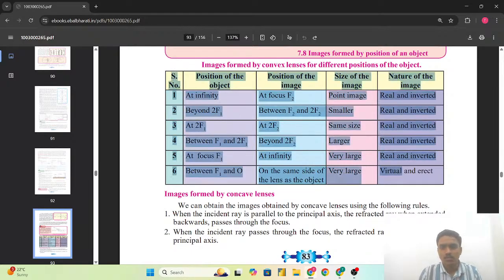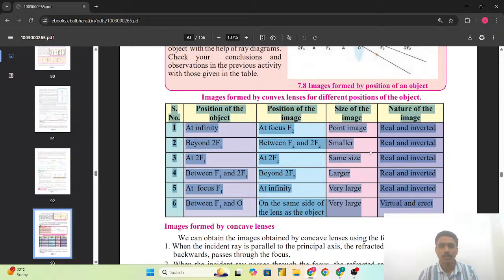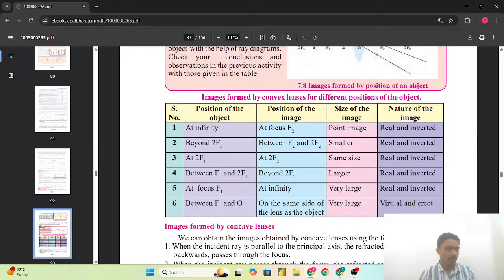Please study this table in detail, as this table is most important with respect to the exam. It is 100% guaranteed that a question is asked on this.